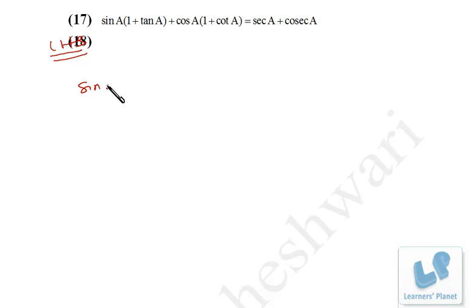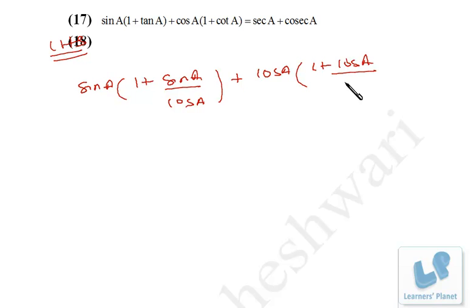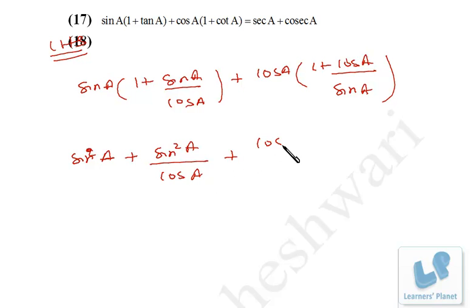So it's sin A (1 plus, instead of tan A I'll be putting sin A by cos A, right?) Then plus cos A (1 plus cos A by sin A, right?) Cot A will be cos A by sin A. Now just open the bracket. It's sin A only plus sin square A by cos A plus cos A plus cos square A by sin A.